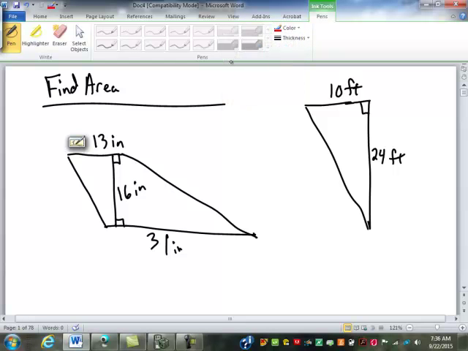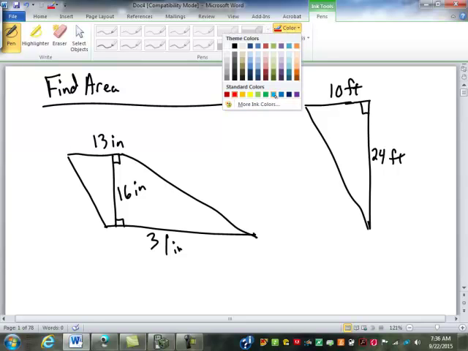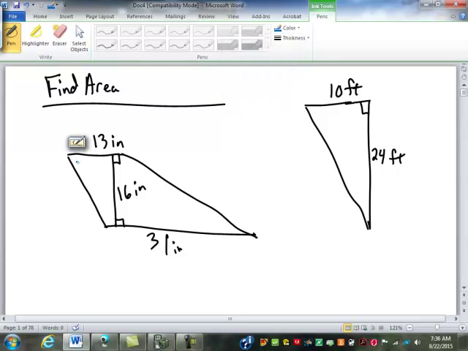Okay, so for this first one, what do we have to do? 13 times 6 divided by 2. Careful. This is a trapezoid. So remember, a trapezoid can be made into a rectangle. So what are we going to add together? What are we going to average together? 13 and 31. Perfect. And divided by 2 to average those together. And then times the 16 height.